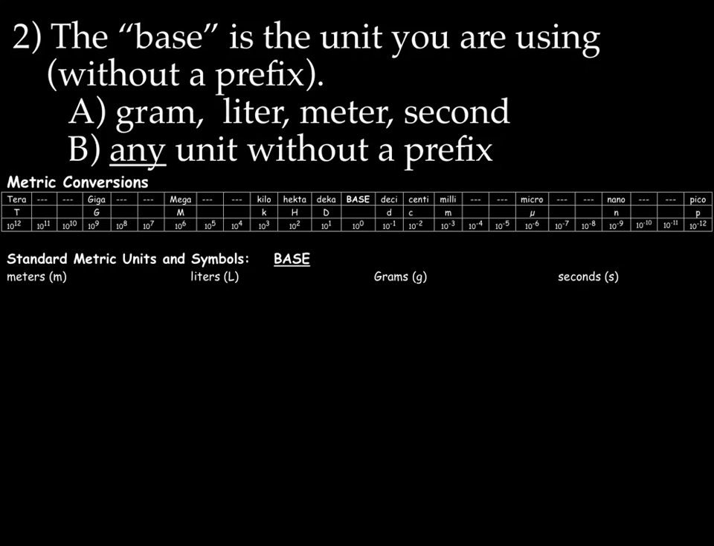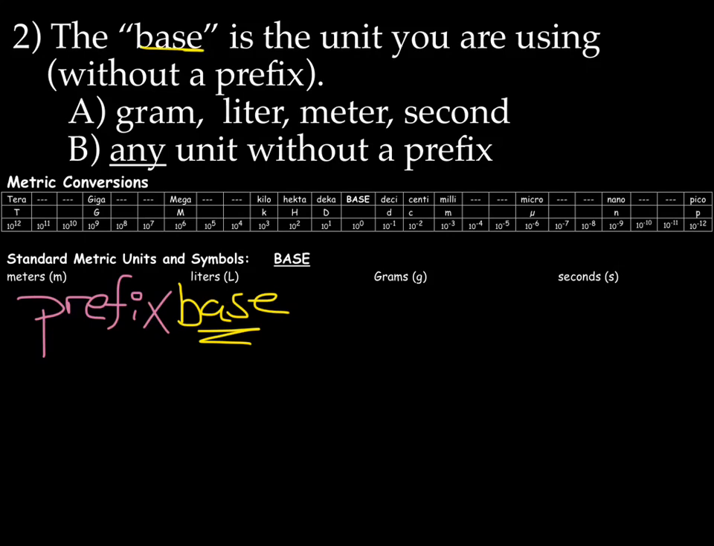Let's take a moment to talk about how the metric conversion table is set up. Right, metric units come in two parts. You've got a prefix, which is written before, and you have a base. So let's start with the second part, the base. The base is the unit you're using without a prefix. Examples that we use a lot in chemistry are gram, liter, meter, second. However, I want you to be aware that a base could be any unit without a prefix. It could be things like pascals or joules or tons or hours or elephants or whatever. Okay, it's any unit without a prefix.